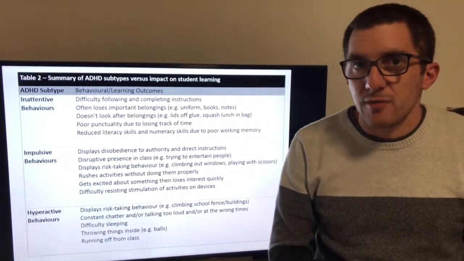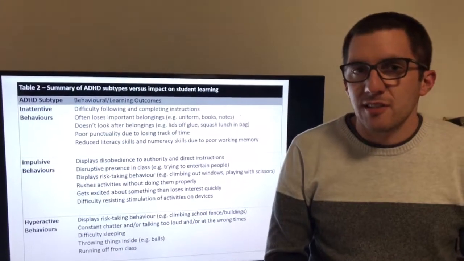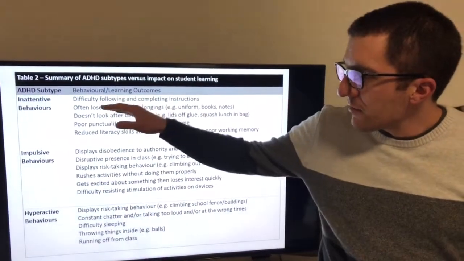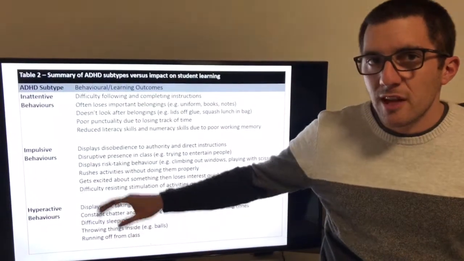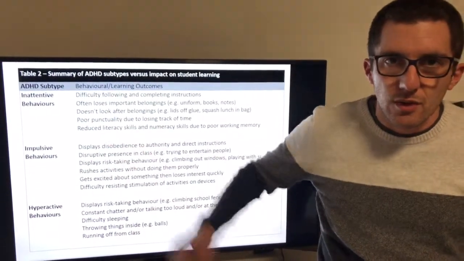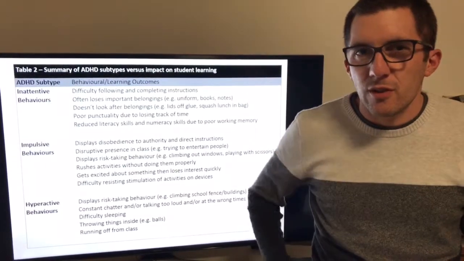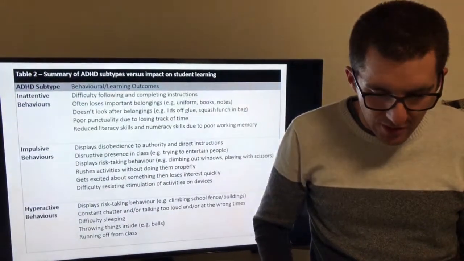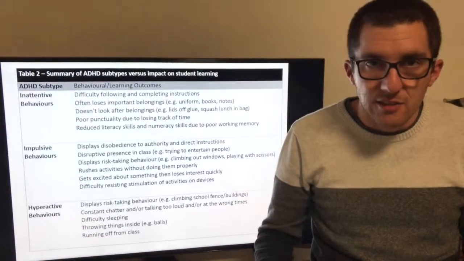So that's just a taster of some of the behaviours or learning outcomes you might see. And again, remember, each person is unique, so they may have a spread of all three symptoms, they may have one, they may have two. So it's about identifying which of those features or symptoms are most emphasised in your student and then tailoring your strategy to help them.